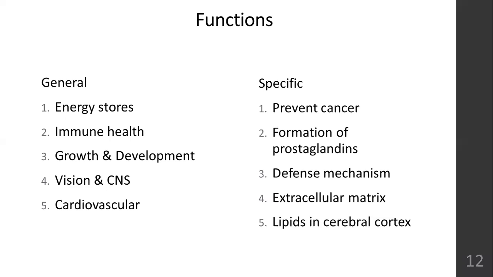And also the lipids in the cerebral cortex. The cerebral cortex is the part of your brain. The fats present in the cerebral cortex are usually omega-3 and omega-6. 80% of the fat in your brain is made up of omega-3. If that is low, it will affect your intelligence, memory, concentration power, and mental alertness. So these are the specific functions.